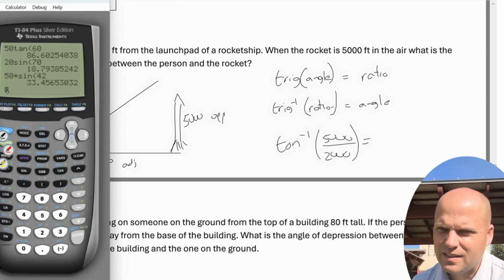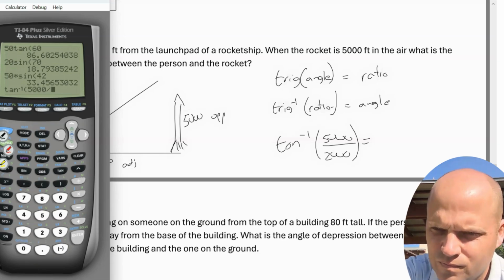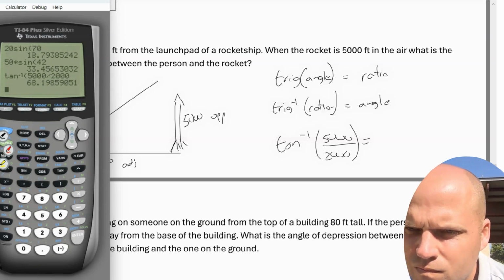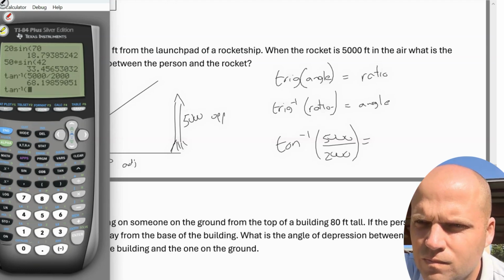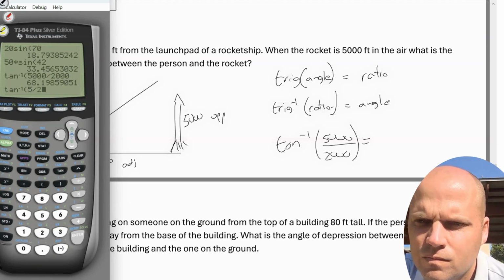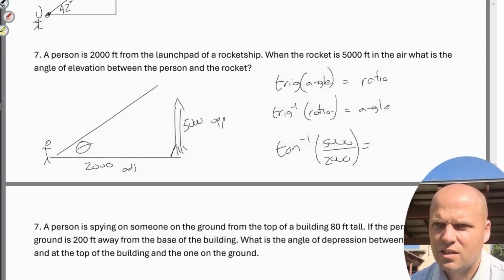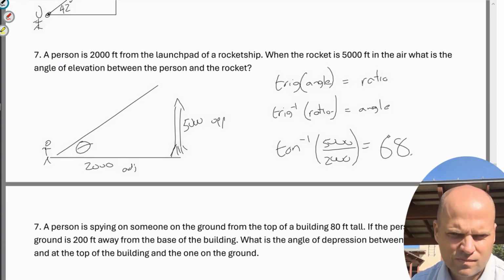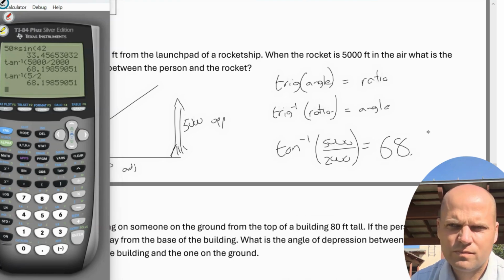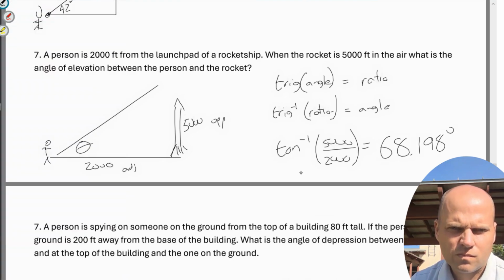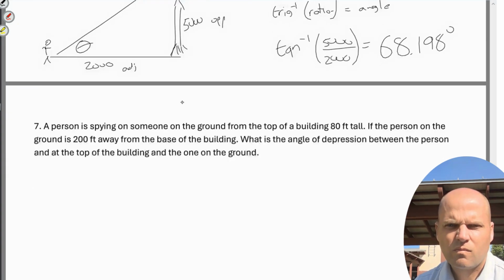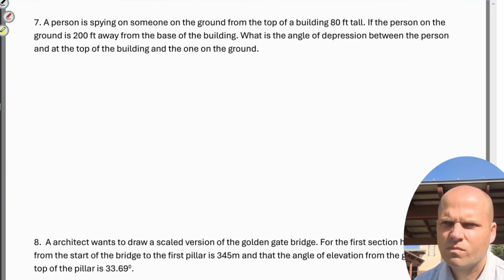And know that you don't need 5,000 over 2,000 because you can just scale it down and make it 5 over 2. Make it 2.5 over 1. Regardless, you get this 68-degree angle. We have this in our notes.